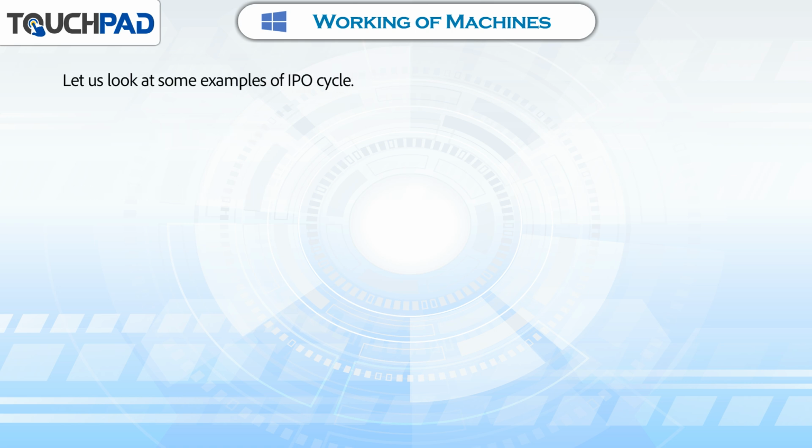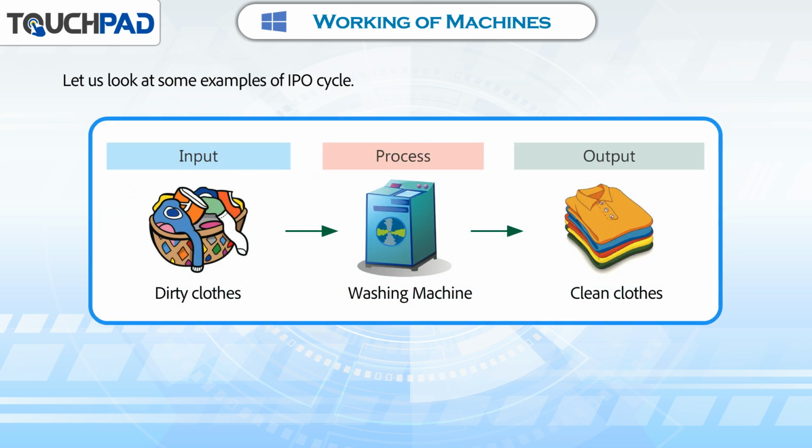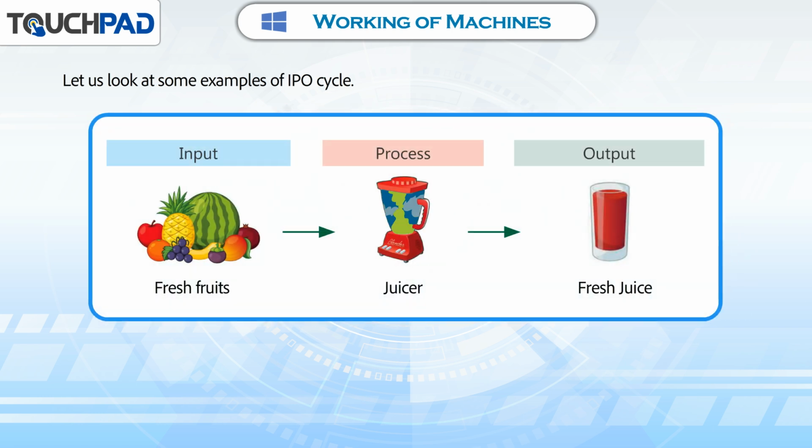Let us look at some examples of IPO cycle. Input, dirty clothes. Process, washing machine. Output, clean clothes. Input, fresh fruits. Process, juicer. Output, fresh juice.